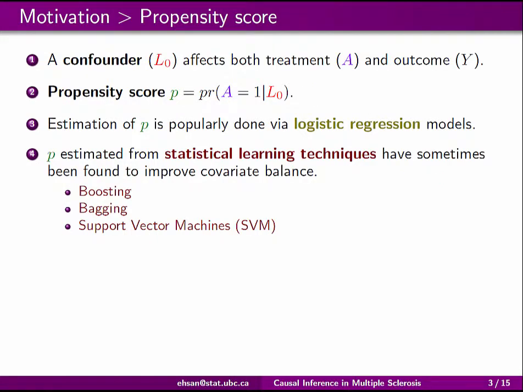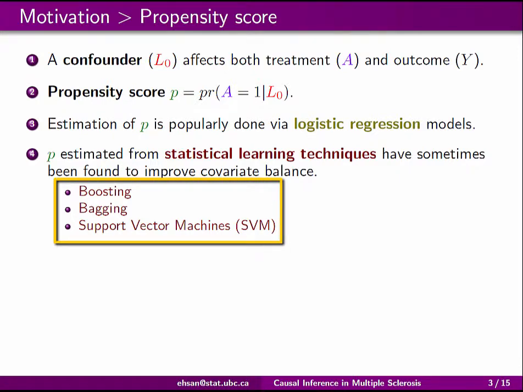A variable is a confounder if it affects both treatment and outcome. When we have too many confounders, propensity score is a useful tool. To estimate propensity score, logistic regression models are popularly used. However, in the propensity score literature, it has been shown that the covariate balance sometimes improves if the propensity scores are estimated using the statistical learning approaches.